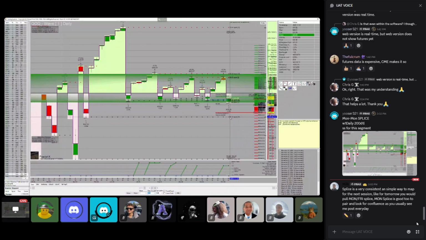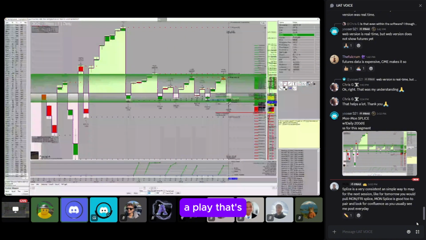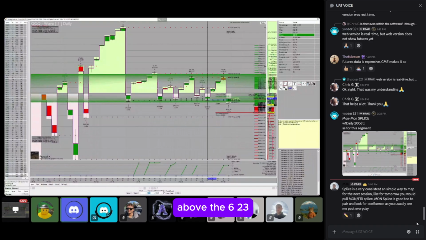if we're above that green line there, yeah, exactly. So if we're above that, that infers that we could run a play that's on the immediate left. It will try to close above the 623.23. And keep in mind. Oh, go ahead.